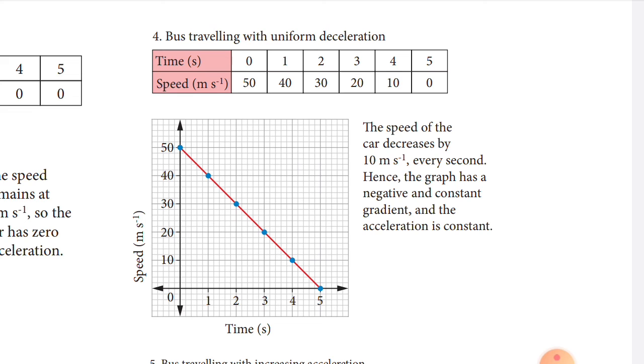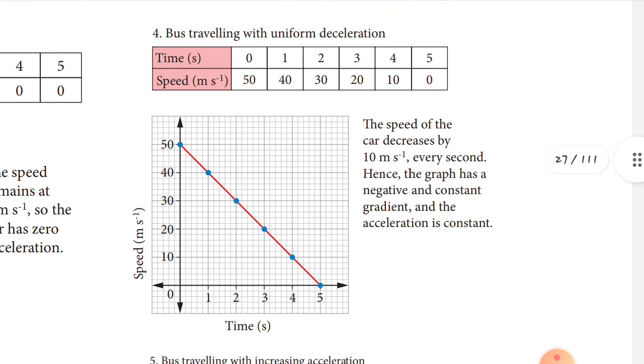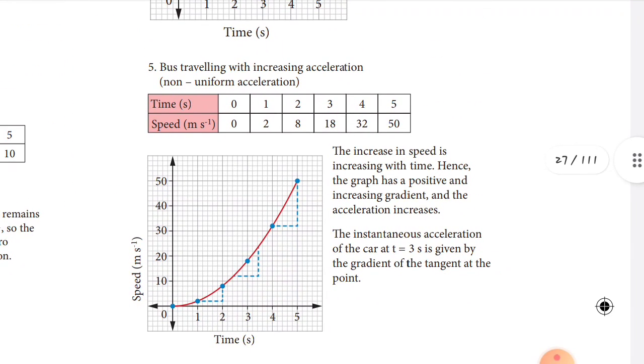And see the fourth one, children, bus traveling with uniform deceleration. Deceleration means the value will be decreasing. So time will be the same. Speed also 50, 40, 30, 20, 10, 0. So the values will be decreasing. See the graph, children? The graph will have a decreasing slope. So here it will be deceleration. Deceleration means negative acceleration.